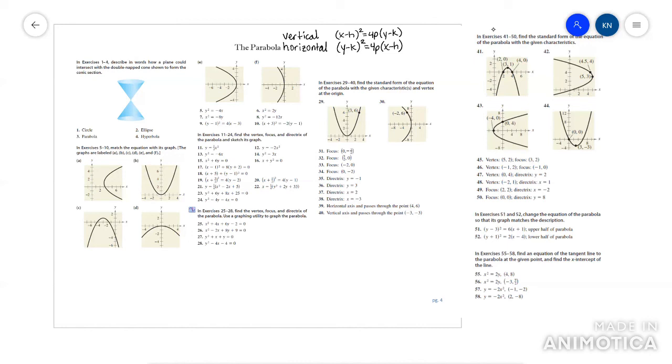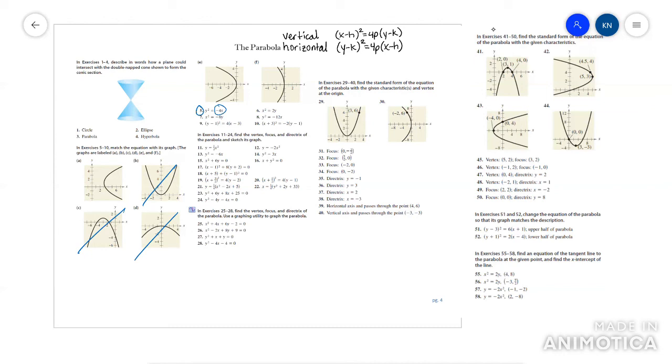If I saw number 5 and they want me to match it to one of these pictures, the first thing I'd realize is it's a y squared. So that means it's going to open left or right. So all these vertical ones, they're out. And now I would look at, okay, it's a negative 4x.